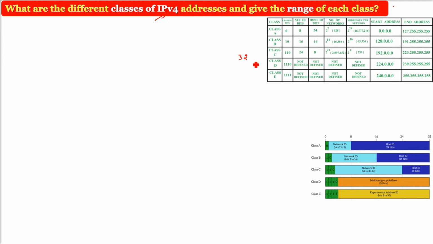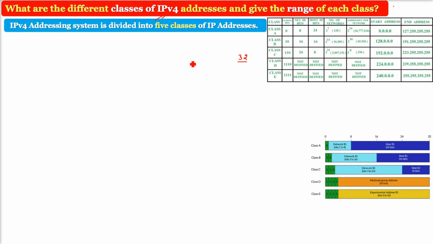IPv4 is a 32-bit addressing scheme. This is dotted decimal, that is we have 4 numbers from 0 to 255 separated by a dot. Now this IP addressing scheme is divided into 5 classes.